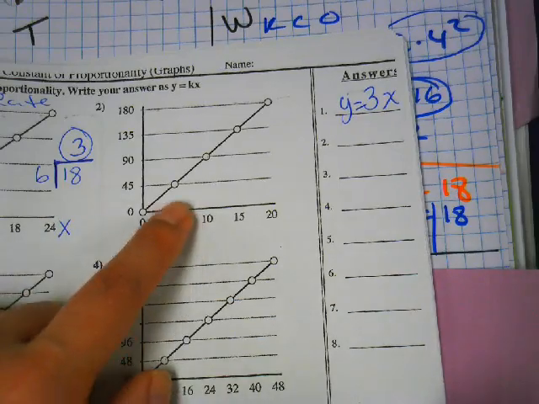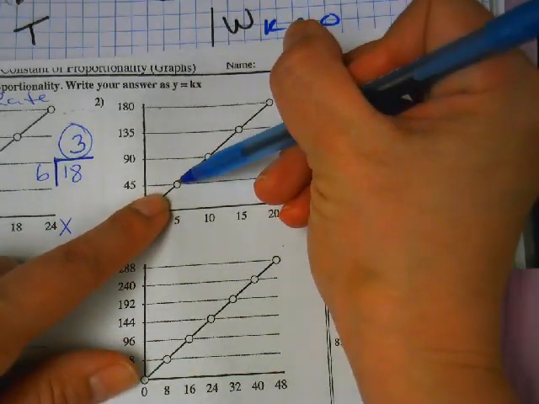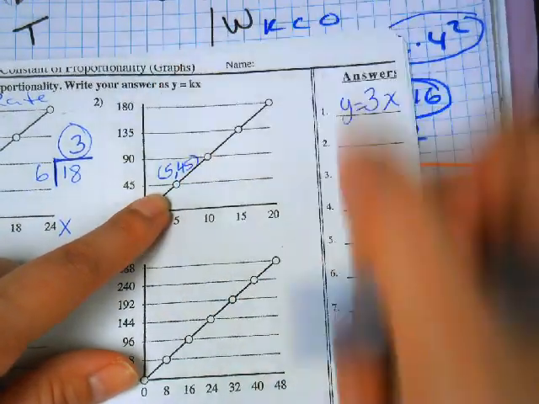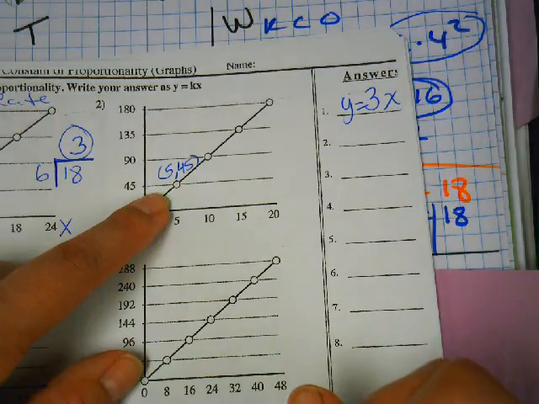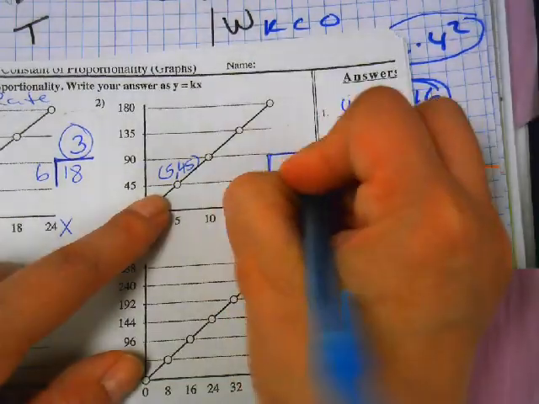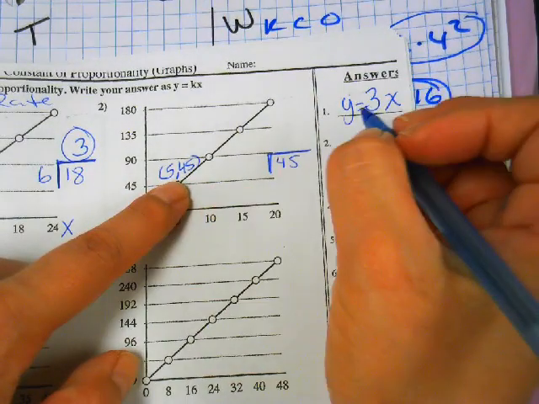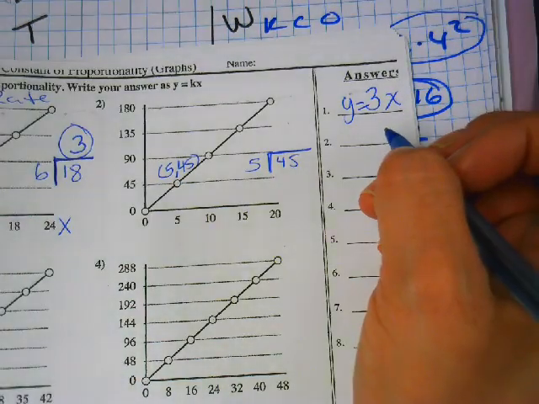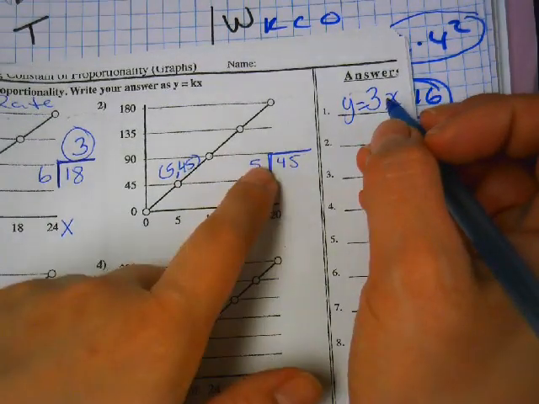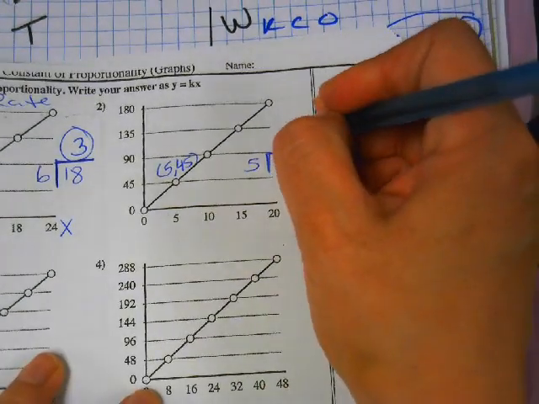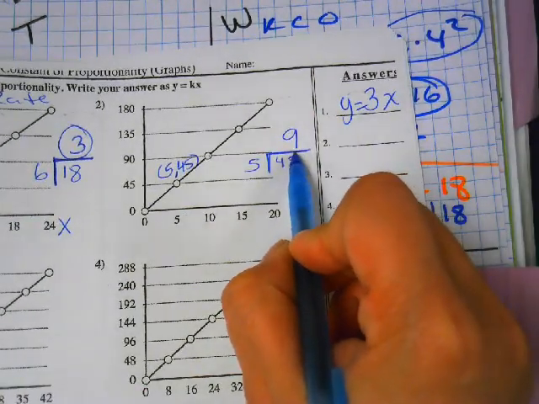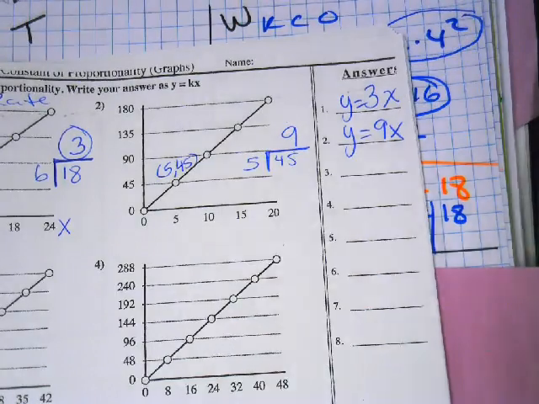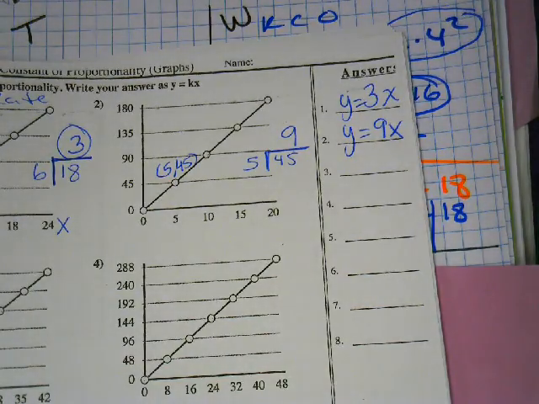What does this point mean? What are the ordered pairs of this point? 5, 45. Okay, so that means I have to take these two numbers and divide. What number goes inside? 45. What number goes outside? 5. All right, divide it out. 5, 10, 15. How many times does 5 go into 45? 9. Okay, so my answer is 9. What's my equation then? Good. All right, give you guys a couple seconds to finish that out.